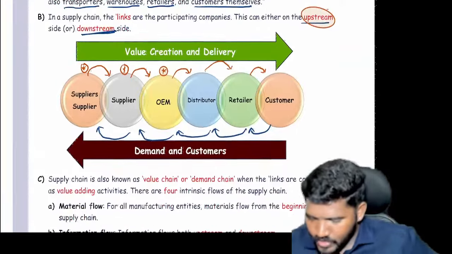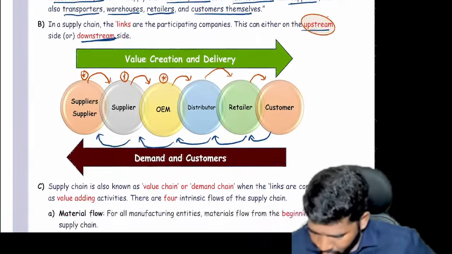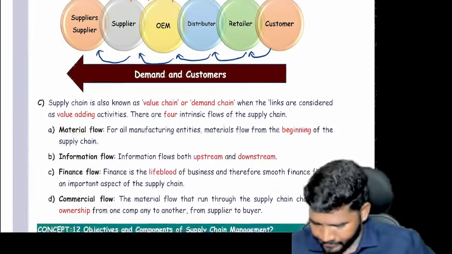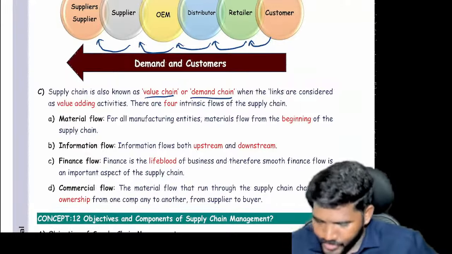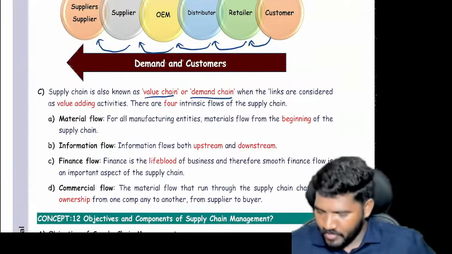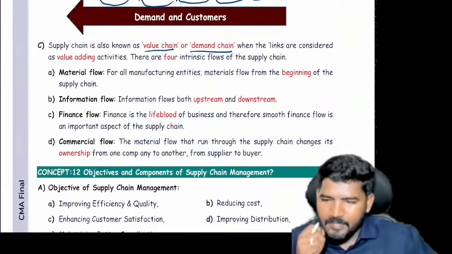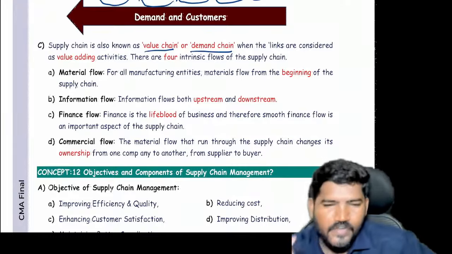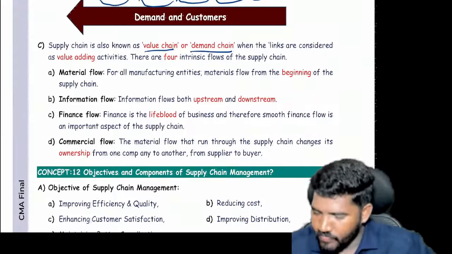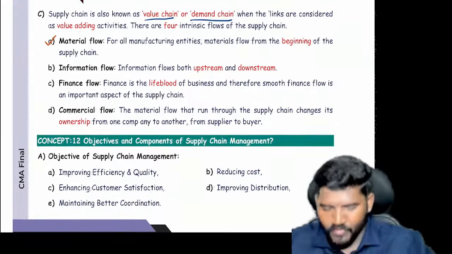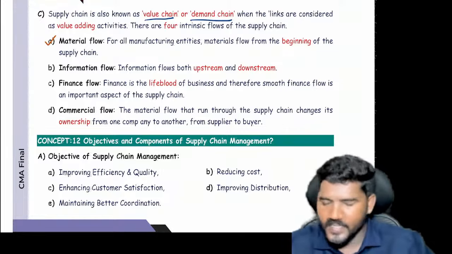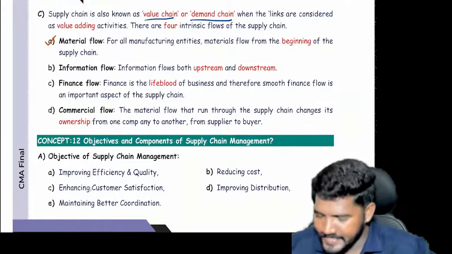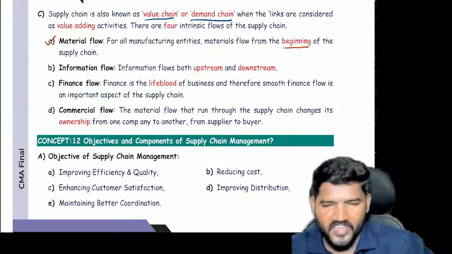Now, supply chain management has alternative names that are very important: value chain and demand chain. In supply chain management, four aspects are very important, called the four intrinsic flows. The first one is material flow. Without suppliers, the OEM can't produce goods. That's why material flow is very important. It is the beginning of supply chain management. Do you agree or not?